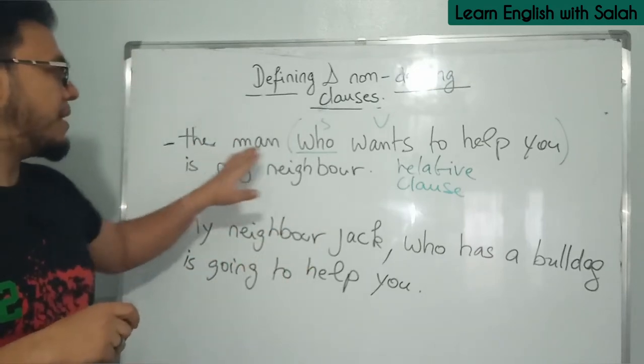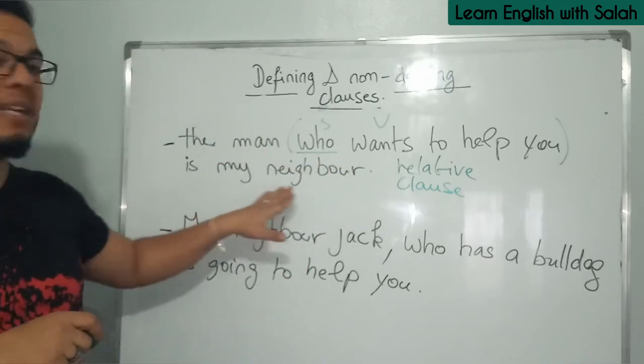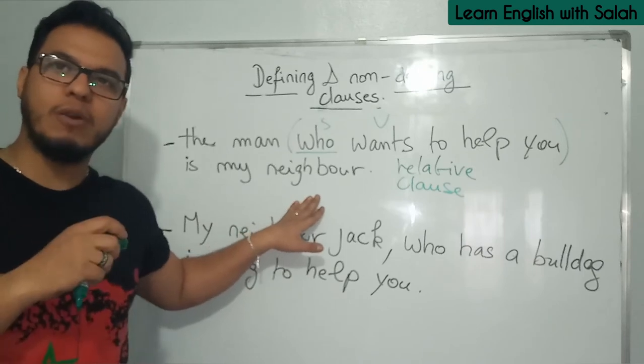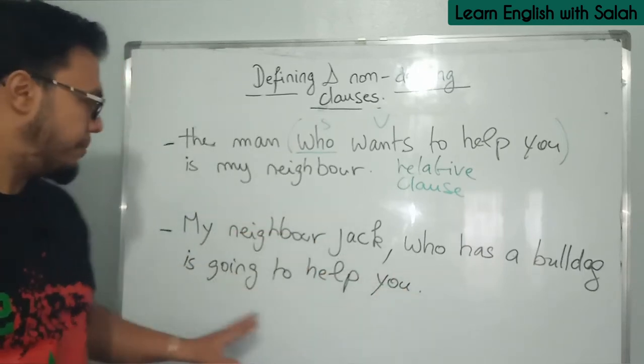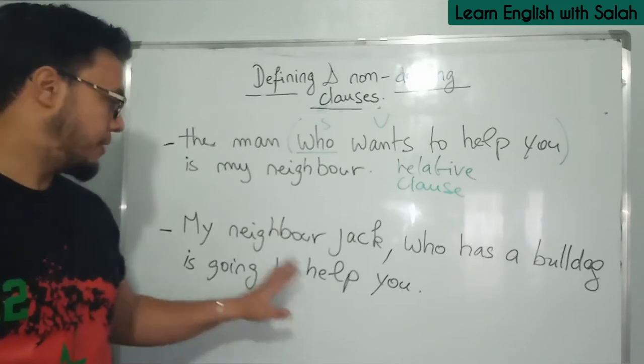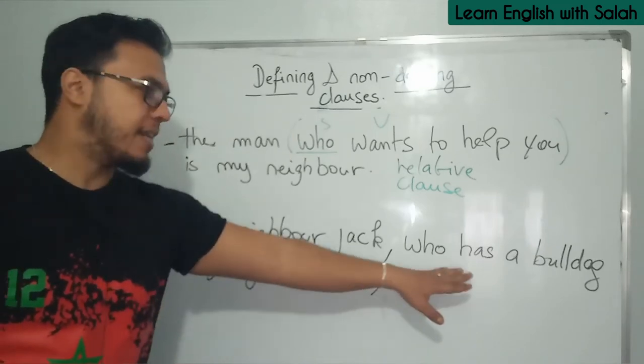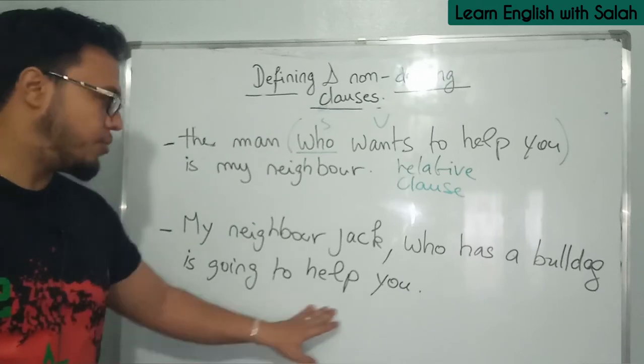So the man who wants to help you is my neighbor. The next one: my neighbor Jack, who has a bulldog, is going to help you.